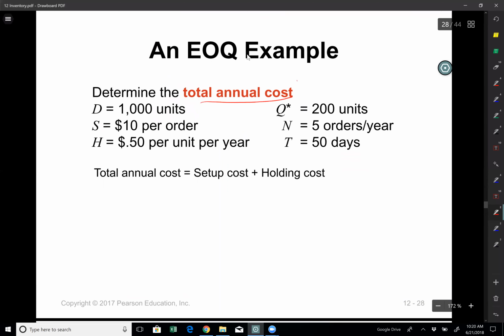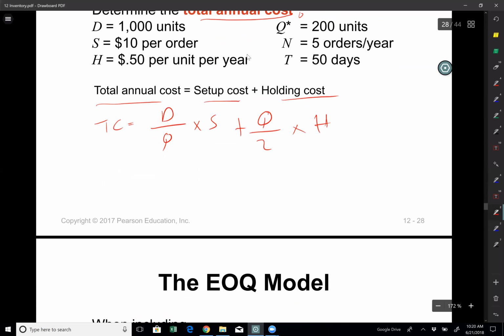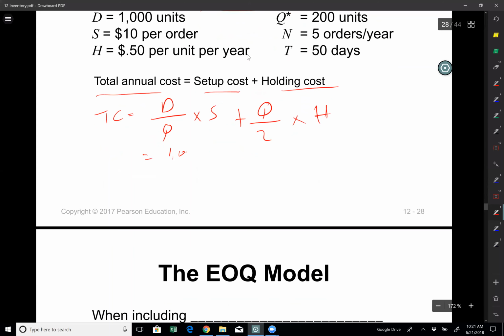So another question could be, what is the total annual cost? Again, annual cost is setup cost plus holding cost. So I know that the setup cost formula, we say number of orders, which is D over Q, times ordering cost S, plus average inventory, which is Q over 2, times H, holding cost per year. So if I plug in my values here, 1,000 divided by 200 times $10 plus 200 order quantity divided by 2 times 0.5, which is 50 cents. That would give me $50 plus $50, $100. So that's the total cost, which is the minimum cost for this problem.